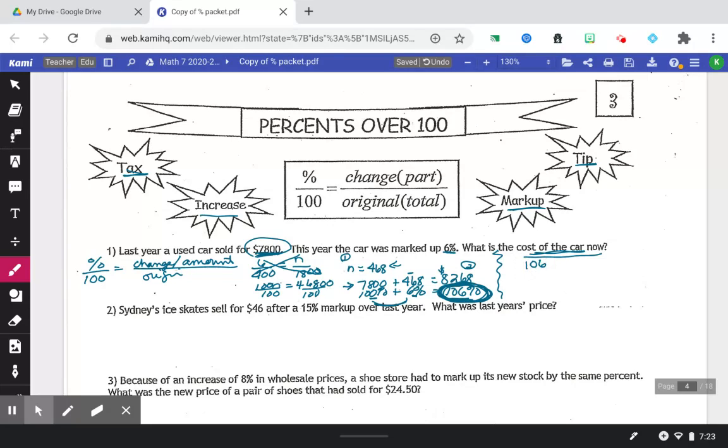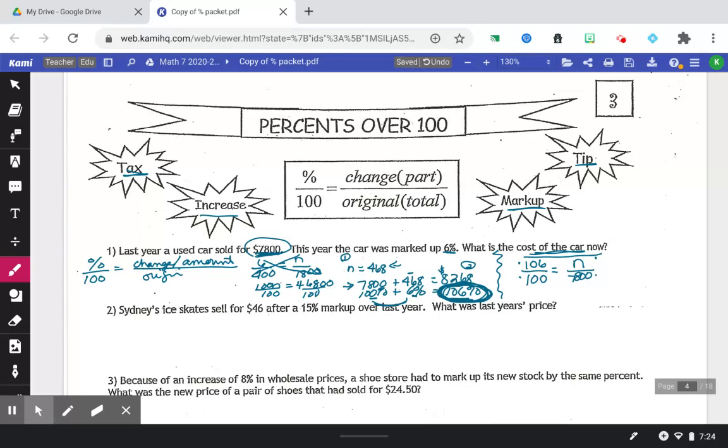So I'm going to do my percentage over 100. I'm looking for 106% of the original cost. The 106%, that's going to be my new cost. That's what I'm looking for. Okay. So these work together. 106% is going to give me my new cost. 100% is talking about the original cost, 100% of the original item.